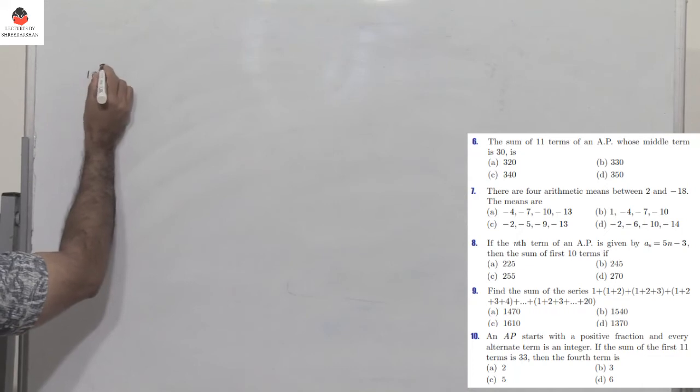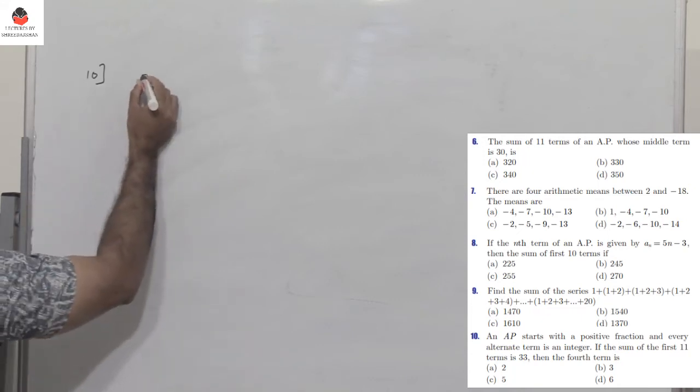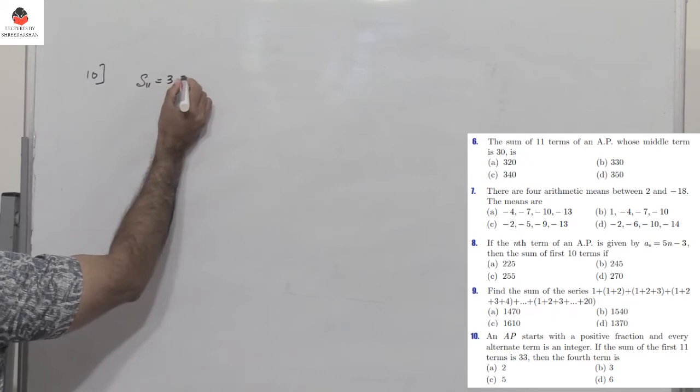10th one: in an arithmetic progression with a positive fraction, every alternate term is an integer. If the sum of the first 11 terms is 33, then the fourth term is... So given the sum of 11 terms is 33.